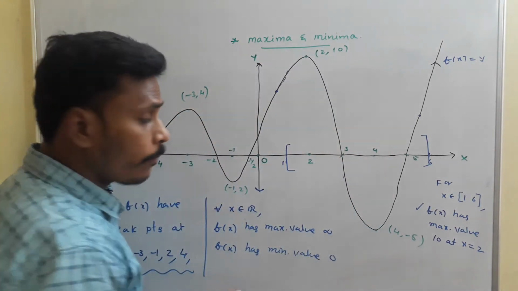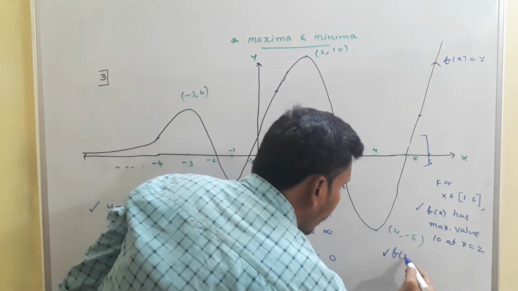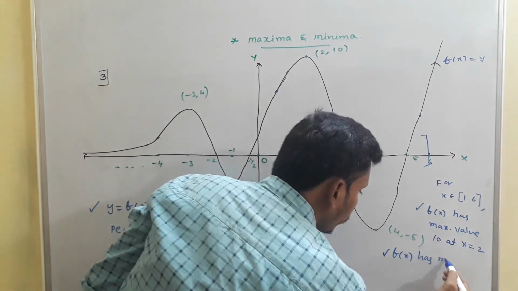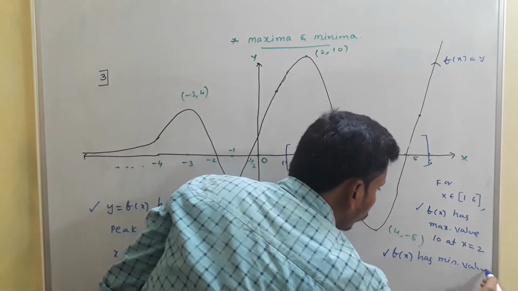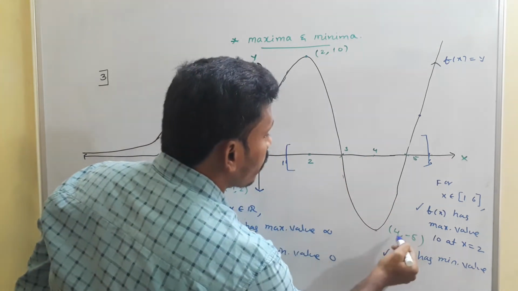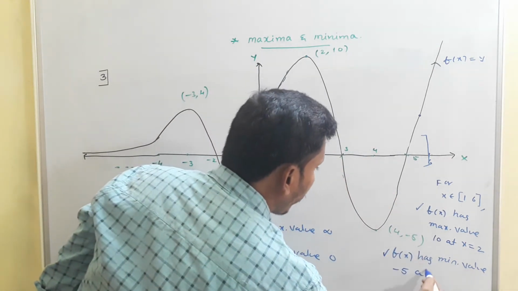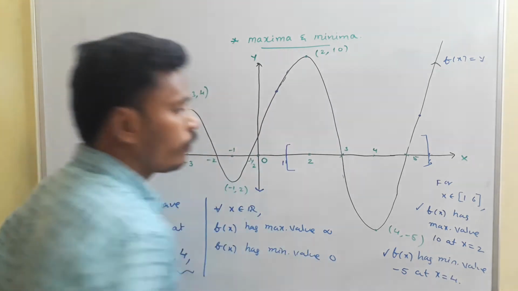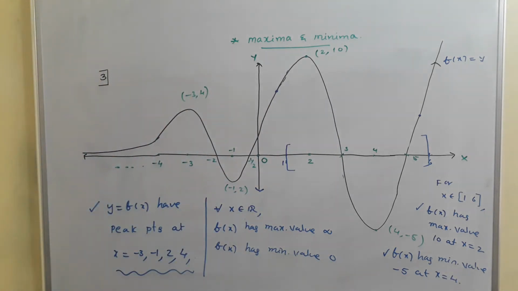Okay, and one more thing, f of x has minimum value. What is the minimum value? This is the point (4, -5), right? Minimum value -5 at x is equal to 4. You just observe carefully. Okay, when you consider total real numbers as inputs x, then f of x has maximum value infinity and minimum value 0. But when you consider an interval for x, 1 to 6, then in that interval range the maximum value of f of x is 10 and it is possible at x is equal to 2.